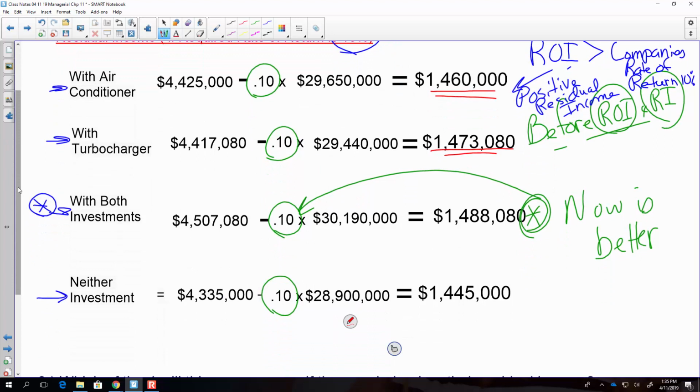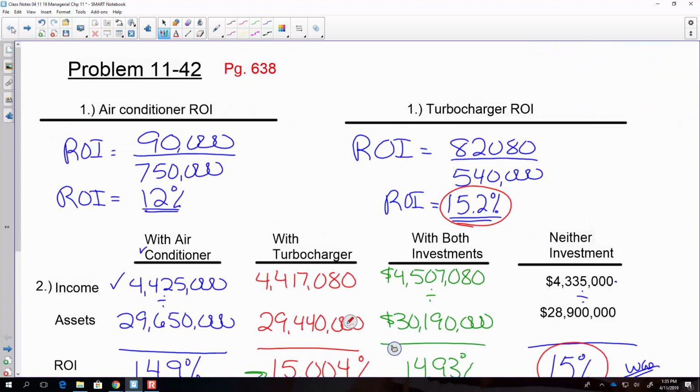If you remember from Tuesday, with a 14% company minimum rate of return, the best choice was to do the turbocharge only. So that's where we were on Tuesday using 14%. Now, by changing the company's desired rate of return from 14 to 10, it's better to do both investments. Both the turbocharger and the air conditioner.